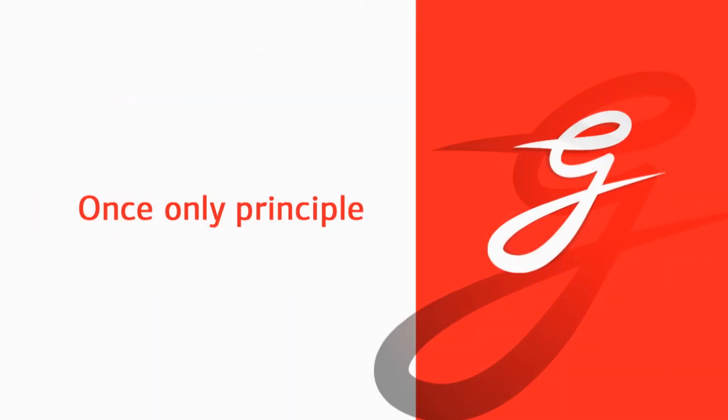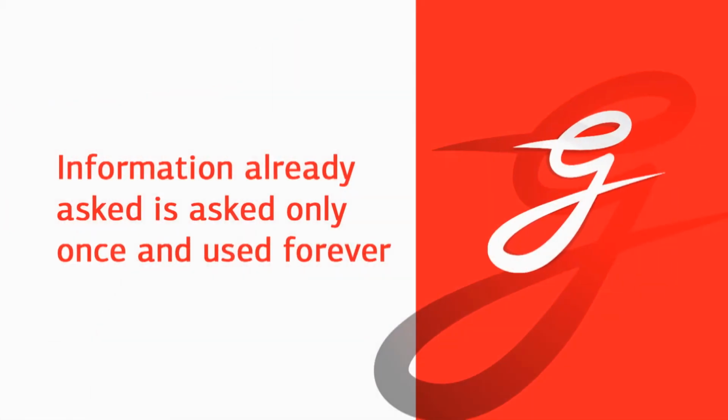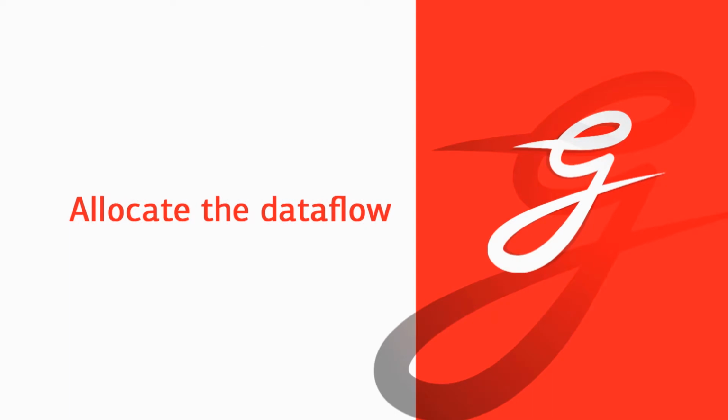Because one principle that is relevant today for e-governance is the once-only principle. It means that information that is asked from either citizen or business is asked only once and used forever. Meaning that we need to understand where the information is located, in which information systems, that is needed for our public service provision. Therefore, we need to also build those information flows.